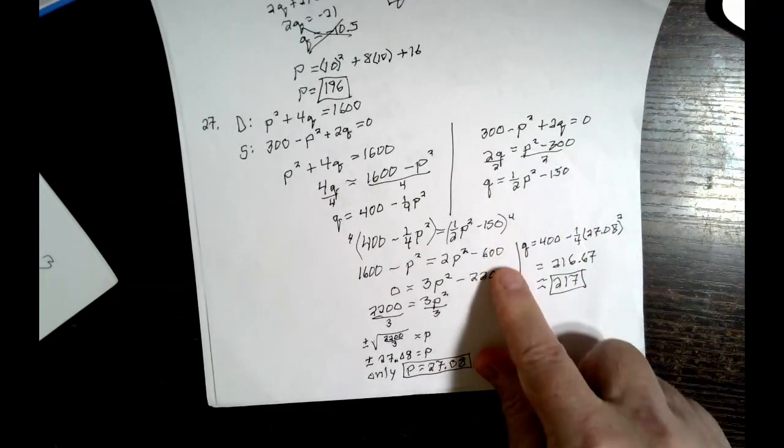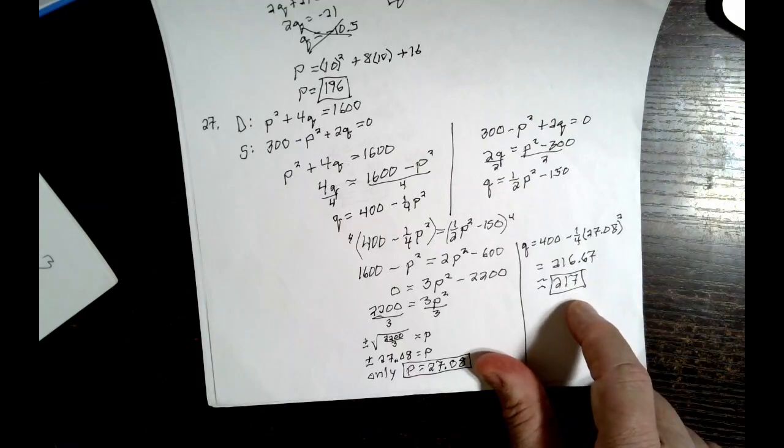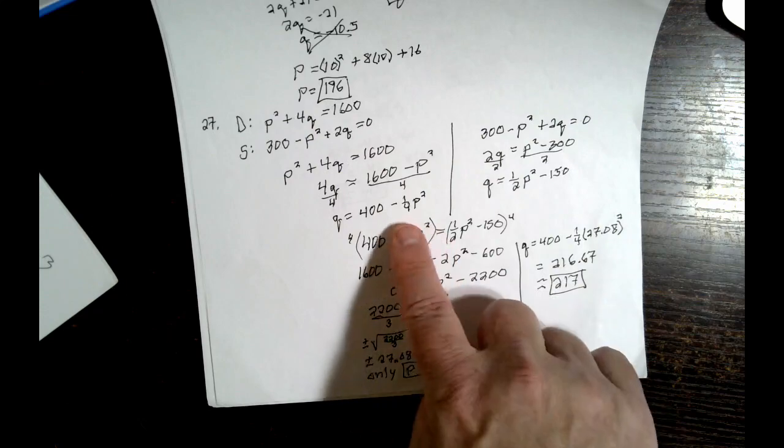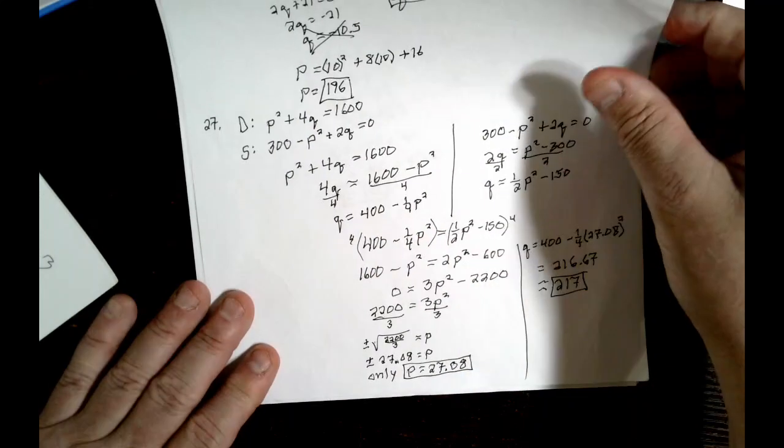Plug that into either equation and you get Q is 217. Okay, I plugged it into this guy here. So my quantity is 217 and my price is 2708.